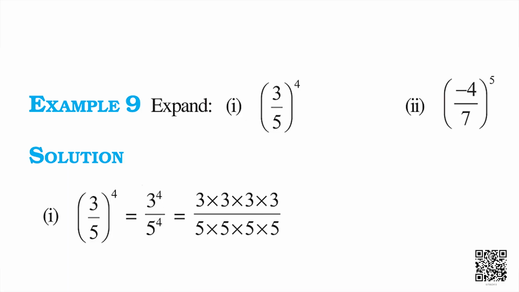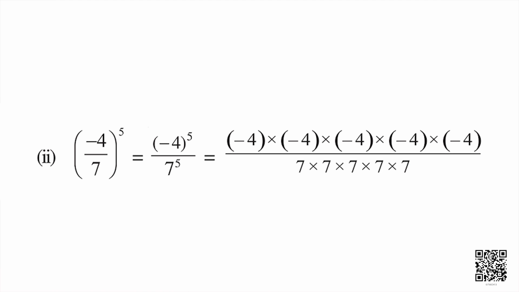Example number 9. The first question is (3 divided by 5) to the power 4. To solve it, we know by the law that we have just studied that it will be 3 to the power 4 divided by 5 to the power 4. We can further simplify it into 3 multiplied 4 times divided by 5 multiplied 4 times. Similarly, we will solve the second question, which is (minus 4 divided by 7) whole to the power 5. If we simplify it further, we can write it as minus 4 to the power 5 divided by 7 to the power 5, which is equal to minus 4 multiplied 5 times divided by 7 multiplied 5 times. This is our answer.